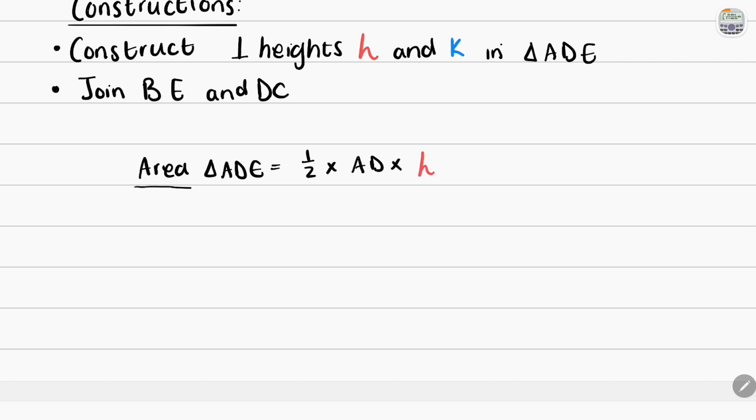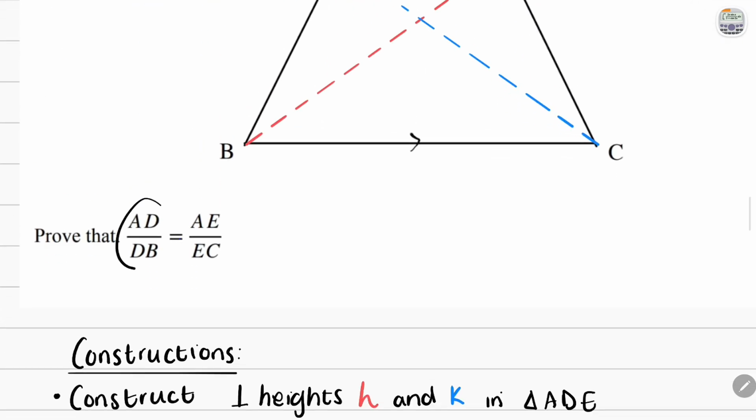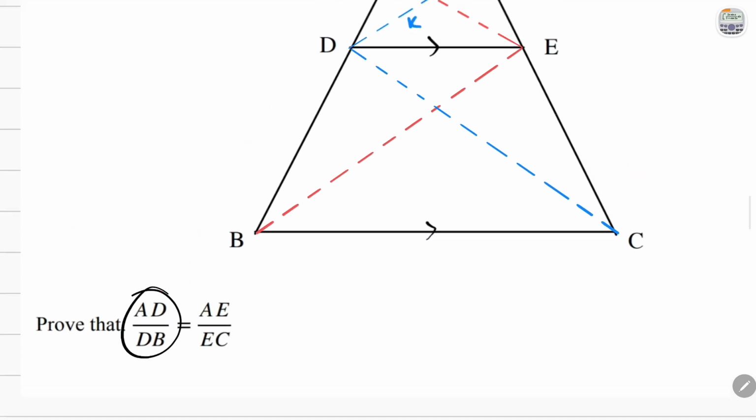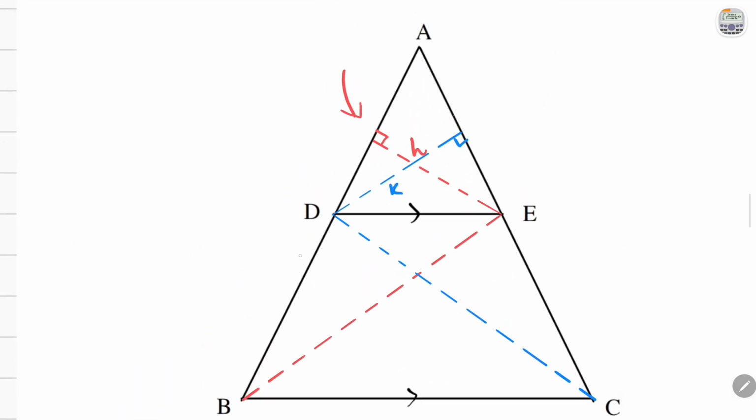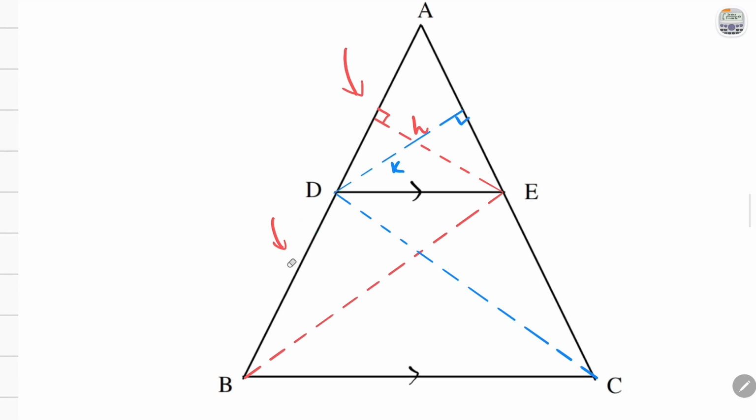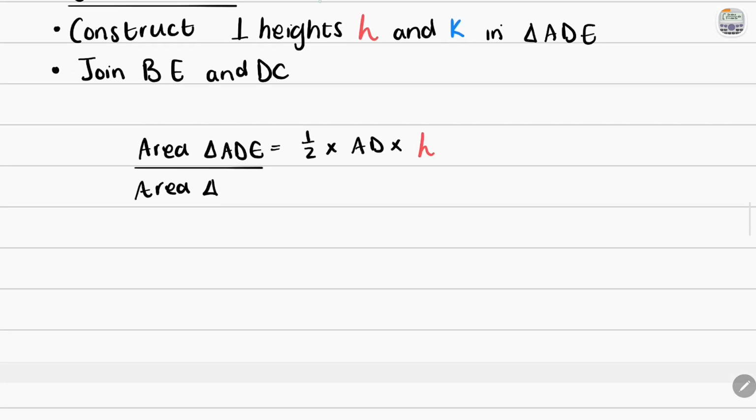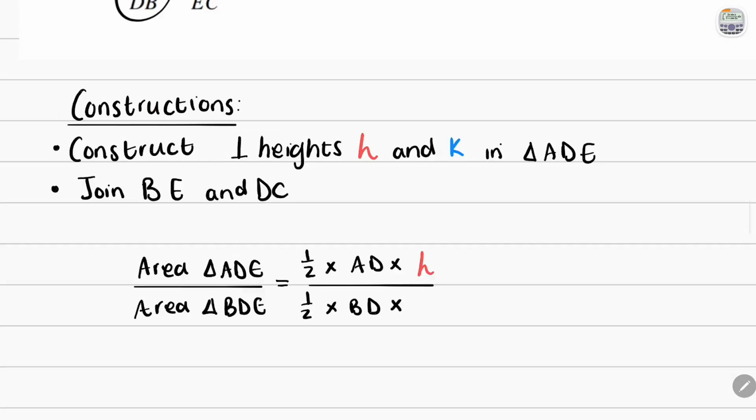Now we're going to put this area of triangle ADE over the area of the triangle with DB as a base. Just note how this has been written: AD over DB. Here is our triangle: where we have DB as a base, it is triangle BDE. So we say over the area of triangle BDE, which is equal to a half multiplied by its base, BD, multiplied by its height.